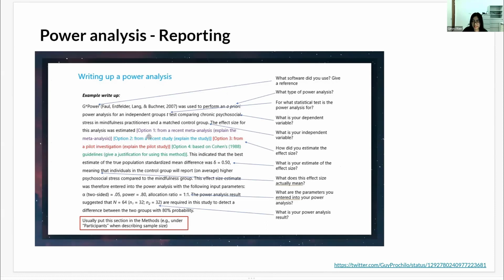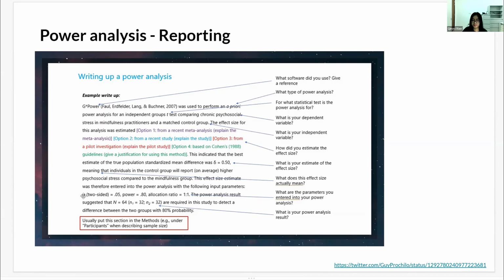How do you get this target effect size? Is it from the original effect? Is it from a meta-analysis? Is it from a pilot? So most of you are going to report the original effect. So just report that clearly. And then the effect size measure was therefore entered into the power analysis with the following input parameters.